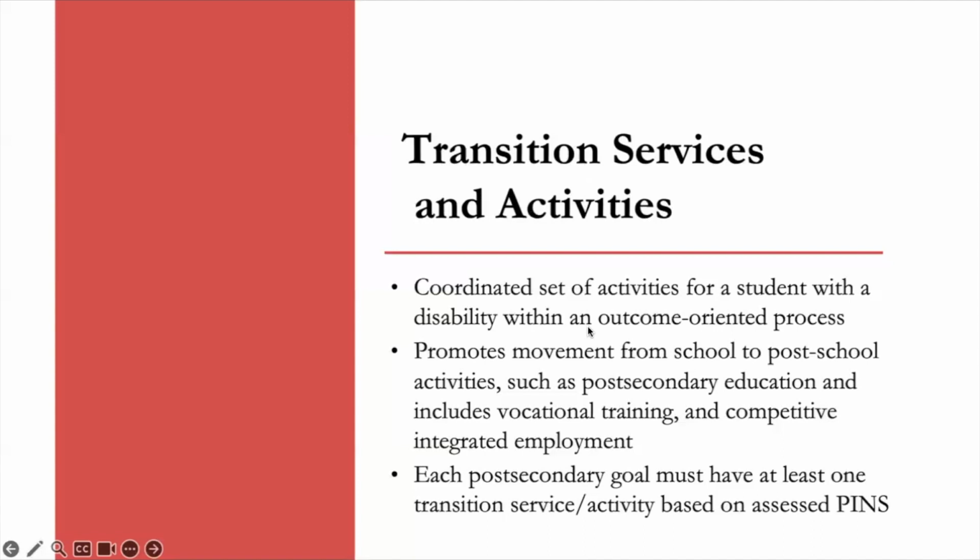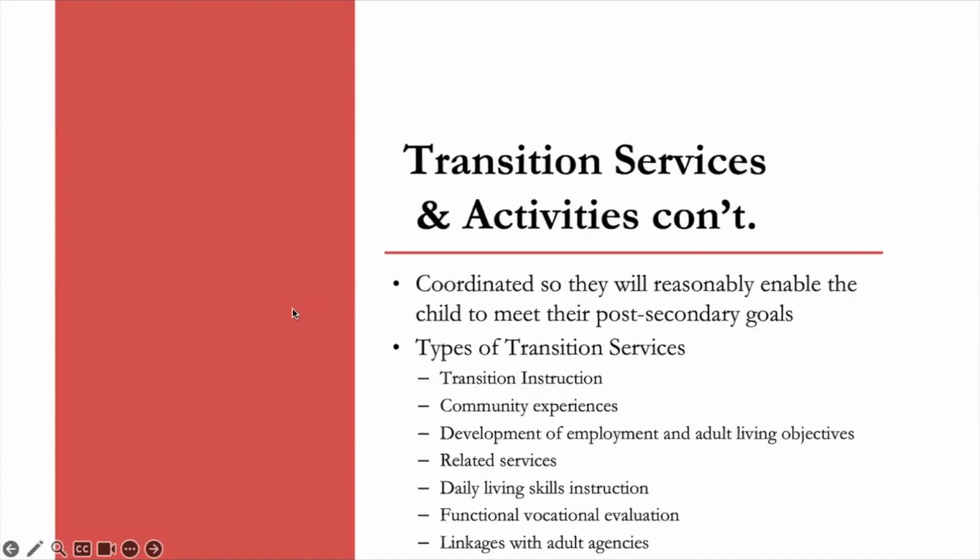So it should be a coordinated set of activities for the student with an outcome-oriented process. It promotes movement from school to post-school activities, such as post-secondary education, including vocational training, and competitive integrative employment. Each post-secondary goal must have at least one transition service activity based on those assessed PINs that we had already talked about. It's coordinated, so they'll reasonably enable the child to meet those post-school goals.